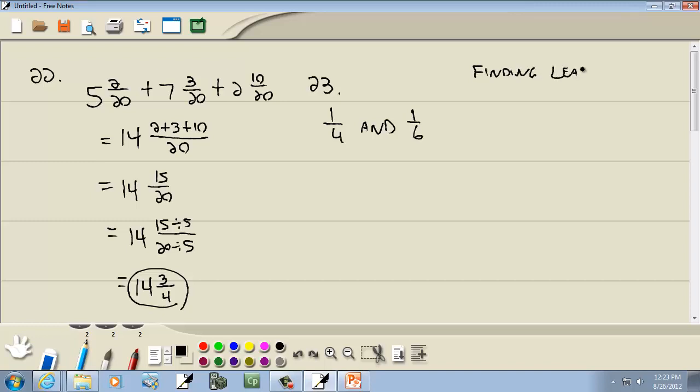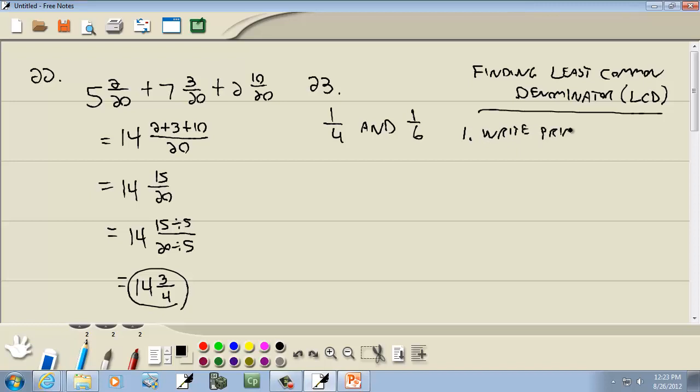So finding the least common denominator. Now that's the LCD. What we do first is write the prime factorization of each denominator. So write the prime factorization of each denominator. Well, we got 4 and 6. Now 4 is 2 times 2, and 6 is 2 times 3.